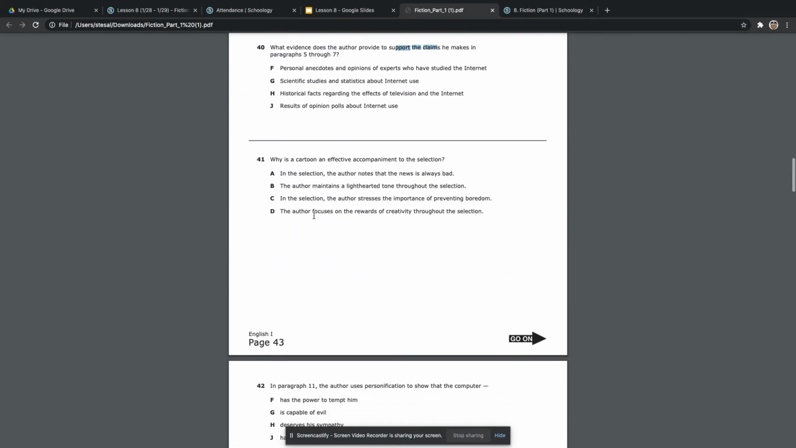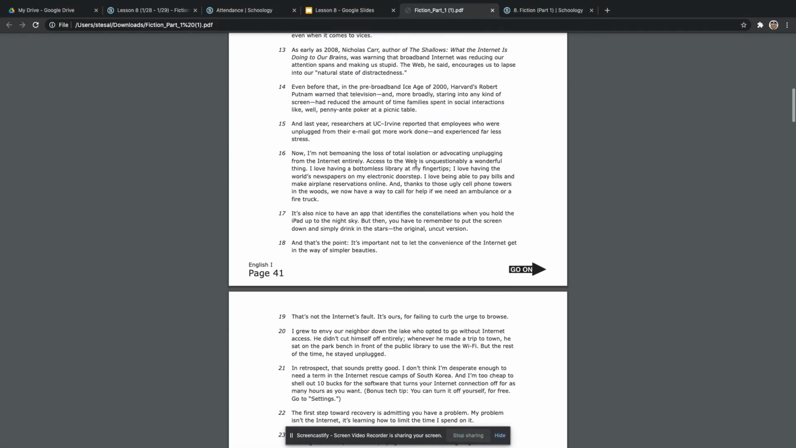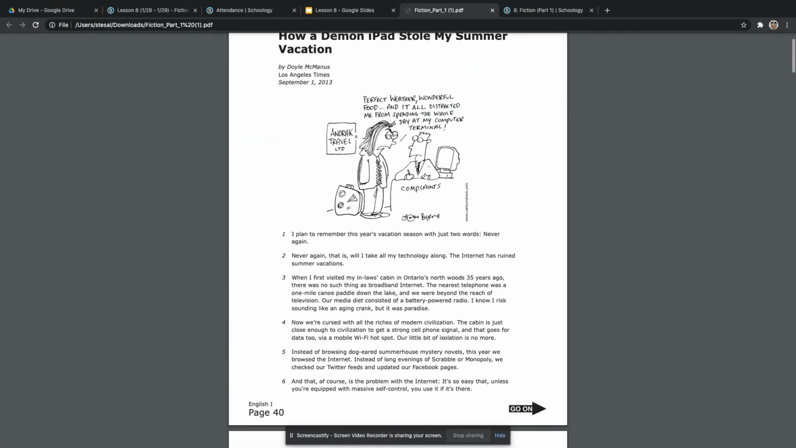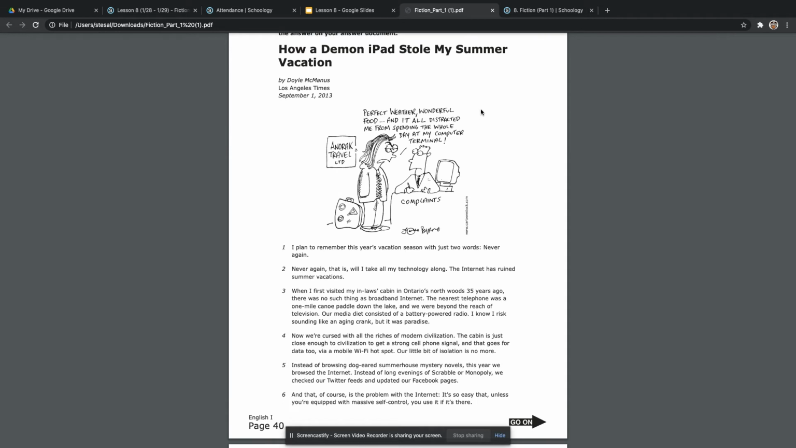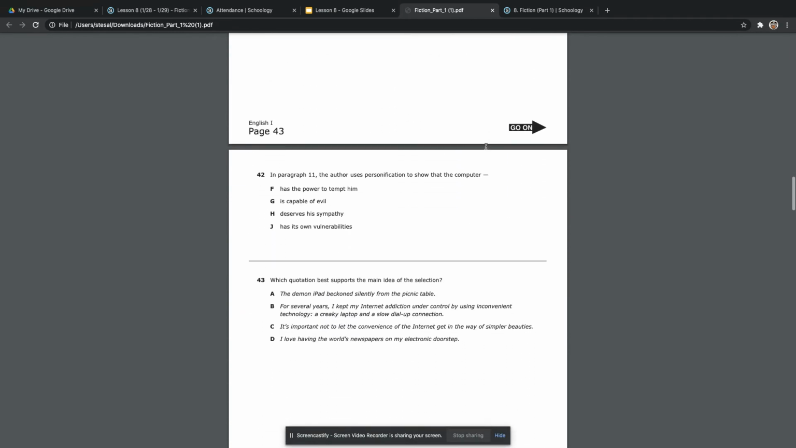And you keep reading through these first. Don't look at the answer choices yet. But 41: why is a cartoon an effective accompaniment to the selection? Again, you go to the actual cartoon right here, and you write down number 41. That way you'll know that that's question 41, where we're going to get the answer from. And you keep scrolling through the questions.